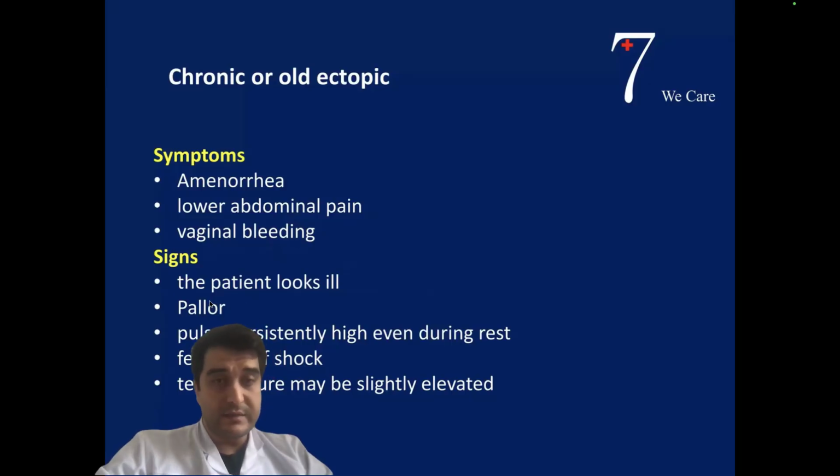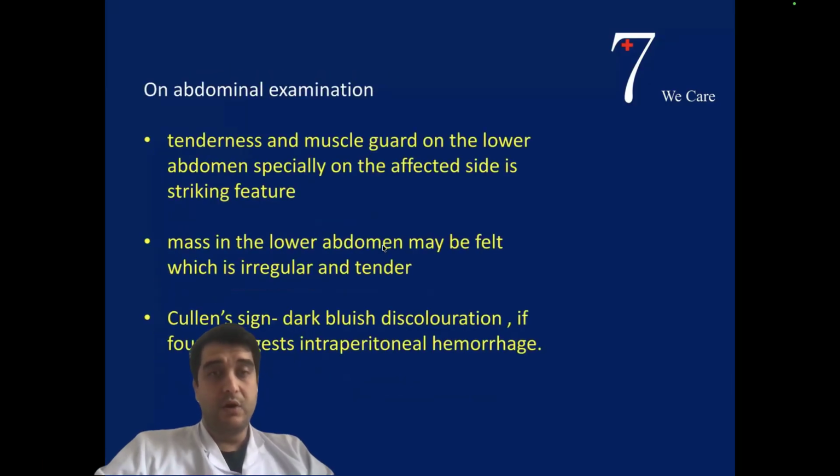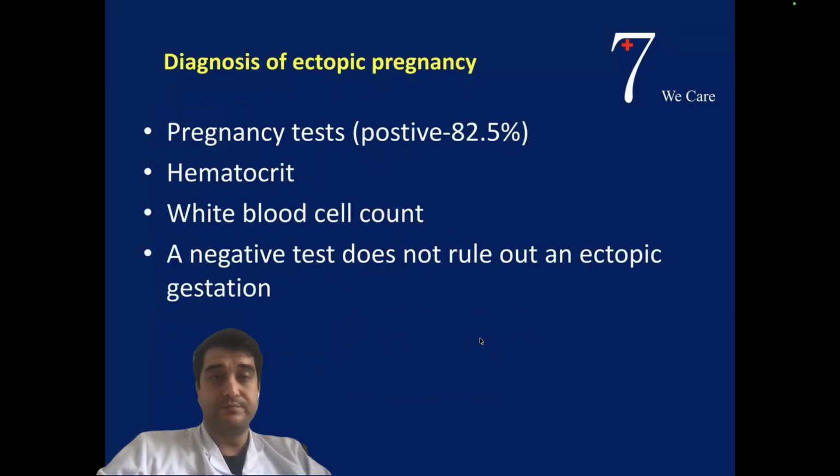We also have other signs: the patient looks ill, with pallor, a persistently high pulse even during rest, features of shock, and the temperature may be slightly elevated. On abdominal examination, you can see tenderness and a mass in the lower abdomen. A dark bluish discoloration, if found, suggests intraperitoneal hemorrhage.